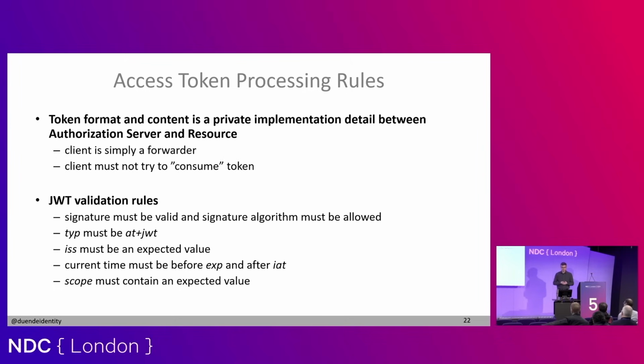The current time must fit within the time window, and the scope must contain an expected value. If we are API 2, we should of course not accept an access token that is only scoped to API 1.